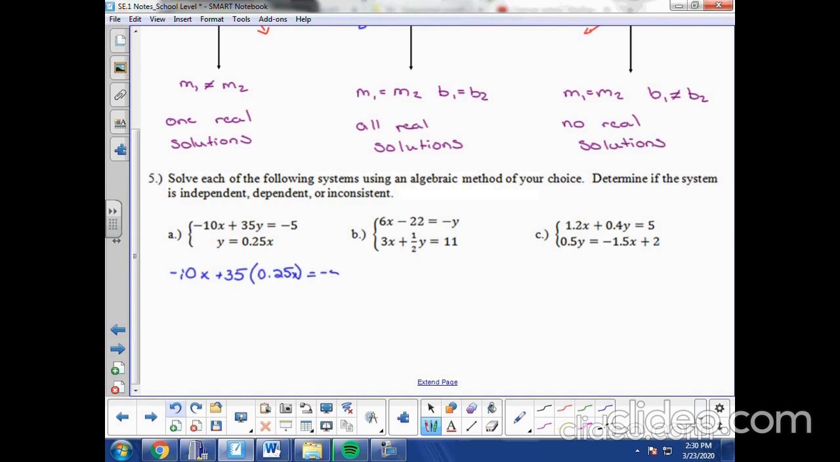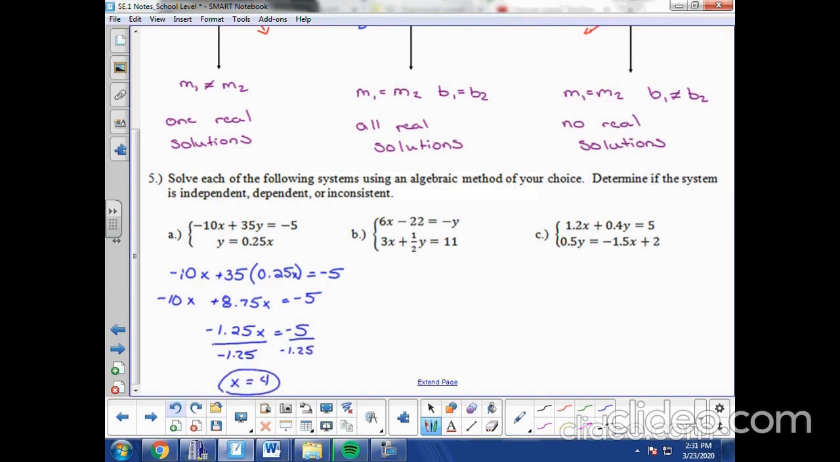And that equals negative 5. So as I simplify here, negative 10x plus 8.75x. So distributing the 35 into the 0.25 equals negative 5. Combine the like terms, so negative 1.25x equals negative 5. Divide by negative 1.25. And finally, we have that x equals 4.